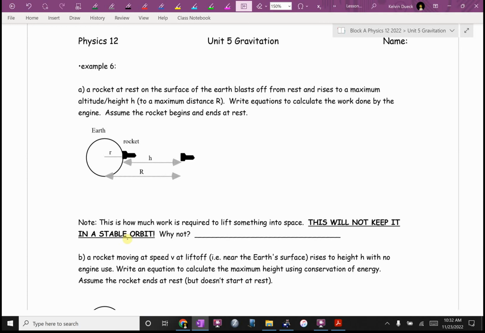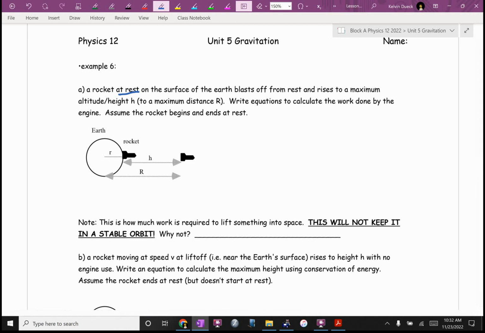Okay, so patience. What I'd like to do is look at all the various ways I can give you launching a rocket and what I can ask. So example A says this. A rocket at rest, I would probably underline the words at rest, on a surface blasts off from rest, especially since they said it twice, and rises to a maximum altitude or height to a maximum distance, big R, like the picture. See the difference between the height and the radius? Write equations to calculate the work done by the engine.